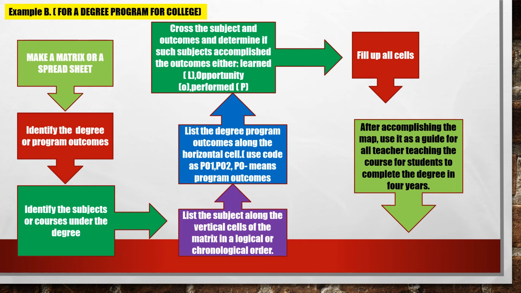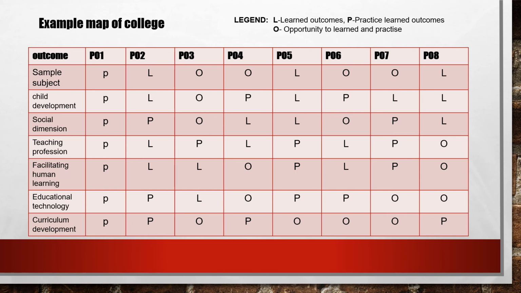Then list the degree program outcomes along the horizontal cells. Use codes such as PO1, PO2, where PO means program outcomes. List the subjects along the vertical cells of the matrix in a logical or chronological order. Then fill up all cells. After accomplishing the map, use it as a guide for all teachers teaching the course for students to complete the degree in 4 years.